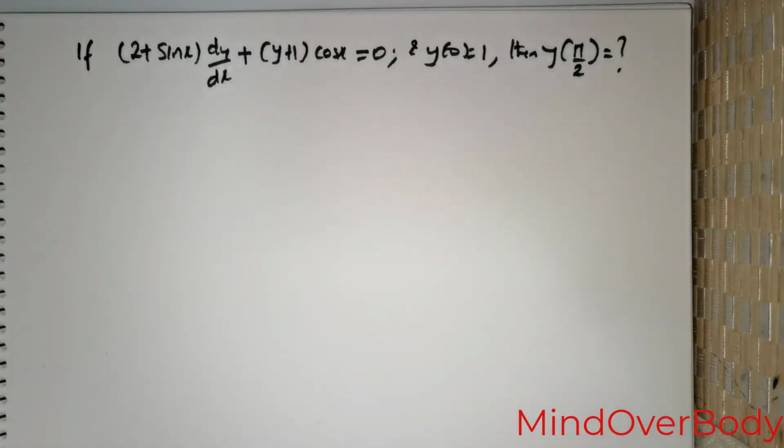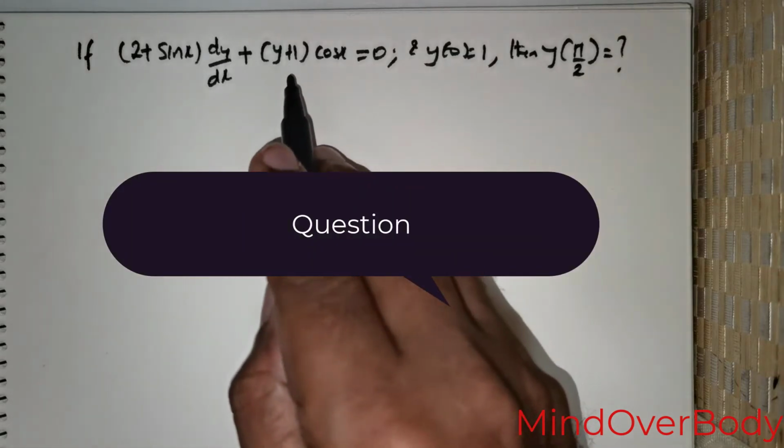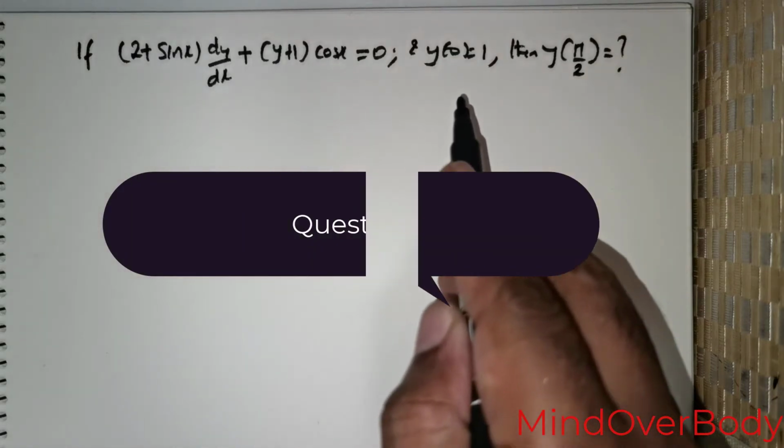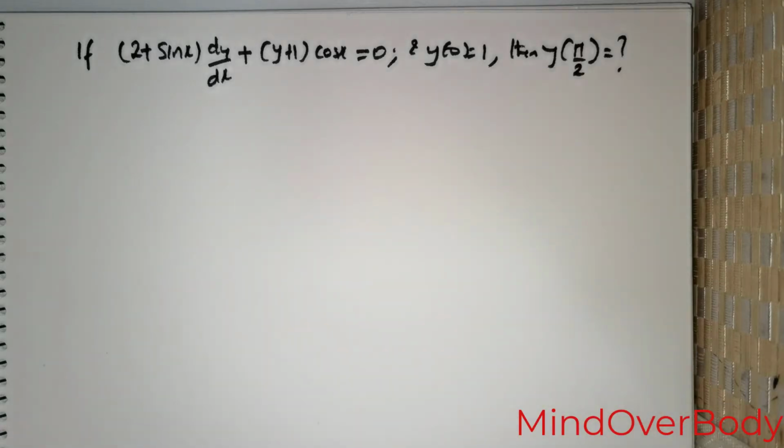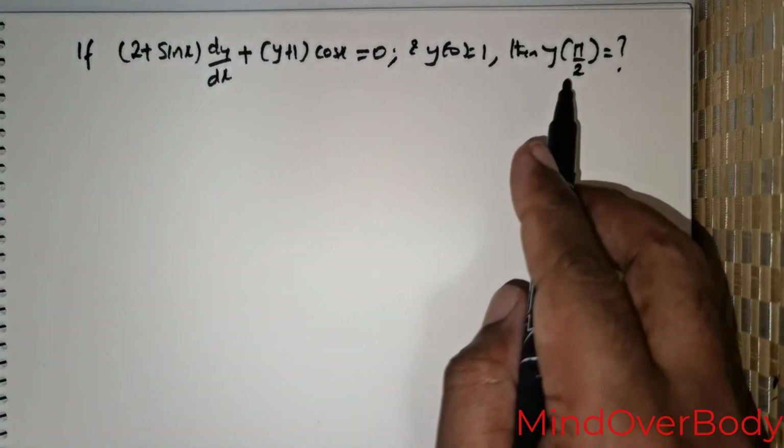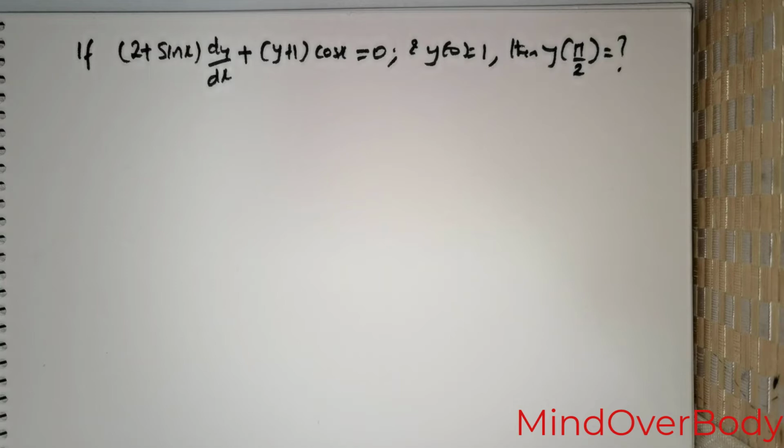Students, we are given this question: if 2 positive sin x of dy over dx positive y positive 1 of cos x is equal to 0 and that y of 0 is equal to 1, we are expected to find y of pi over 2. Now this is a competitive examination question, so let's do that.